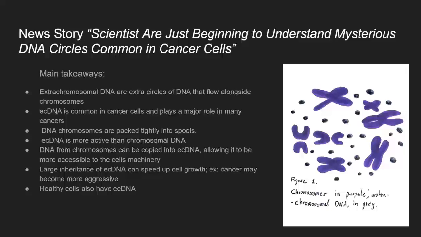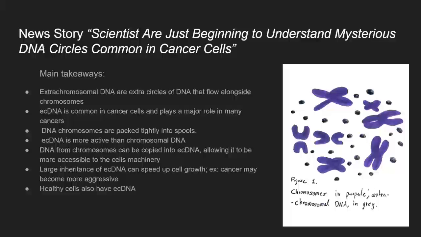The main takeaways are that extrachromosomal DNA, or ecDNA, are extra circles of DNA that float alongside chromosomes. As you can see in this illustration, the ecDNA are right next to the chromosomes. ecDNA is common in cancer cells and plays a major role in many cancers.